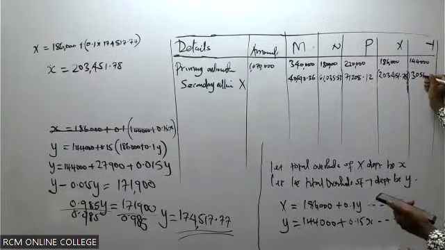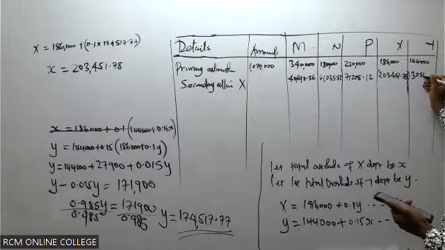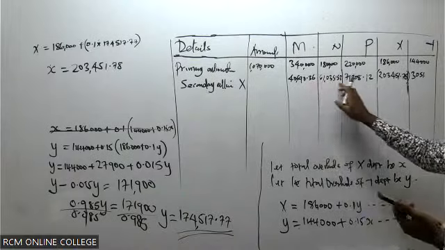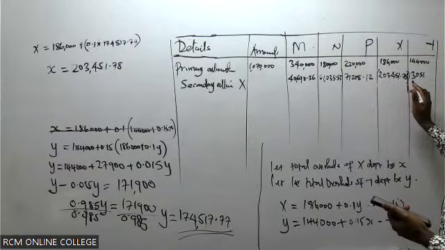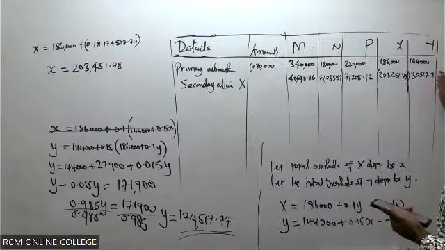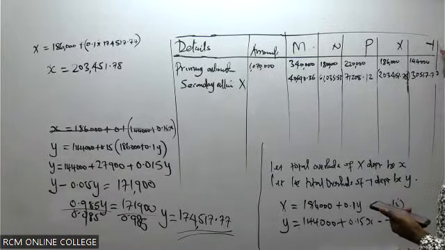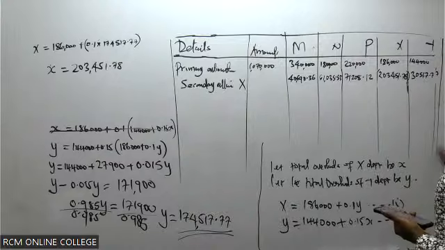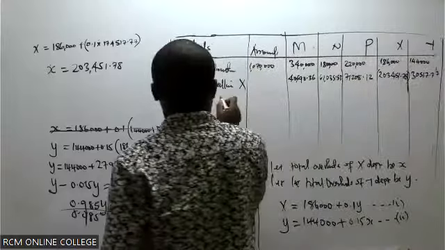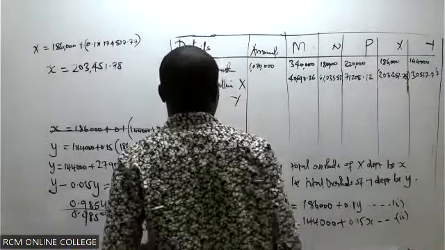518 or 517? To two decimal places. We have tried to use two decimal places, so let's maintain that. 517.77. Having done that, let's now go to what Department Y will be giving out.